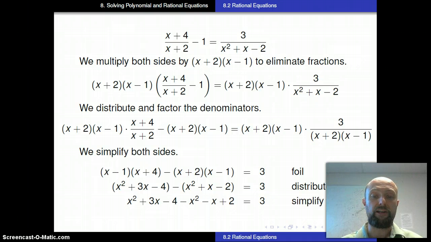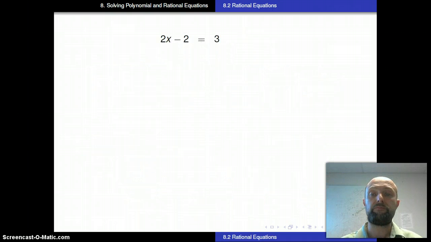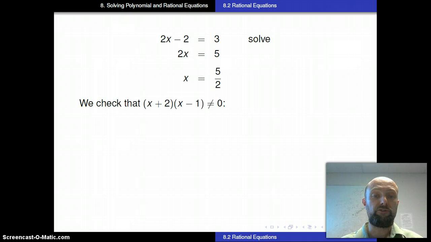x² minus x² cancels out. 3x minus x becomes 2x, and -4 + 2 is -2. So we get 2x - 2 is 3. We solve this new equation by adding 2 to both sides and dividing both sides by 2. Again, we need to check that (x + 2)(x - 1) is not 0.